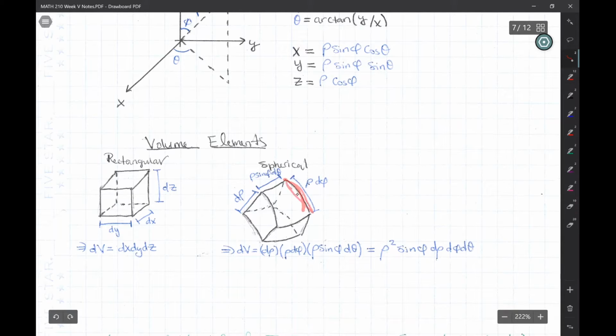Out here, this outer arc has a length of rho d phi. So this is the distance that one would walk as they're moving from the North Pole down to the south. And so the length of that arc is rho d phi. And here, this length is rho sine phi d theta. And this is the length that one would walk as you're rotating about the North Pole.